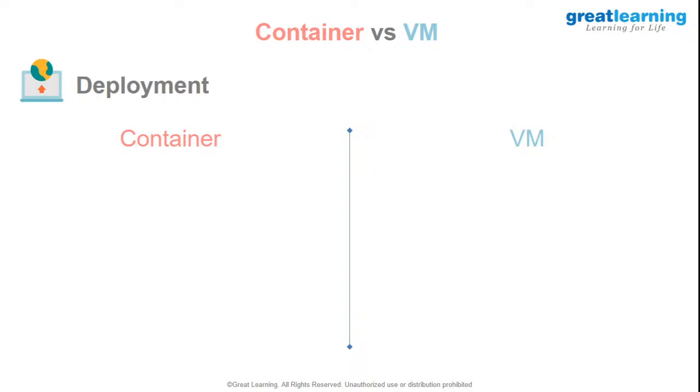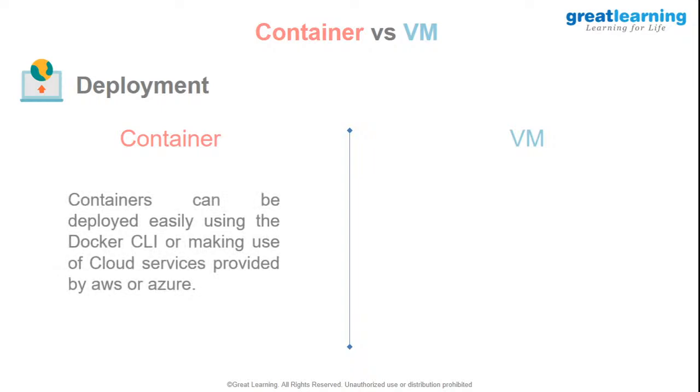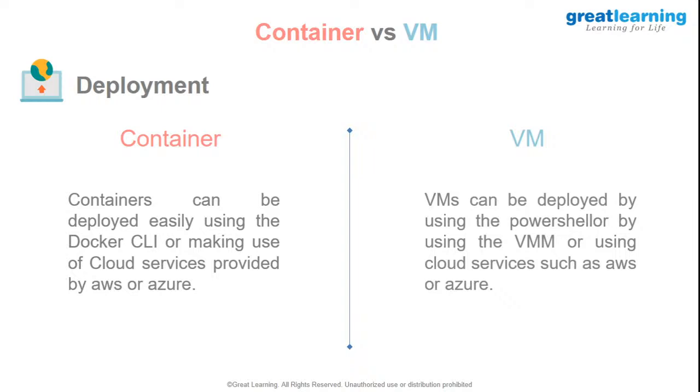All right, so deployment. Now, deployment is where you deploy your software. You make use of all the different containers that act as servers and virtual machines to deploy your software. In that case also, containers get a bigger win because they're so easy to deploy. They can be very easily deployed using either Docker CLI or an orchestration service like Kubernetes, or by making use of cloud services provided by AWS, Azure, or Google. And virtual machines similarly can be deployed using PowerShell or by using virtual machine managers. They can also be deployed using cloud services such as AWS or Azure, right?